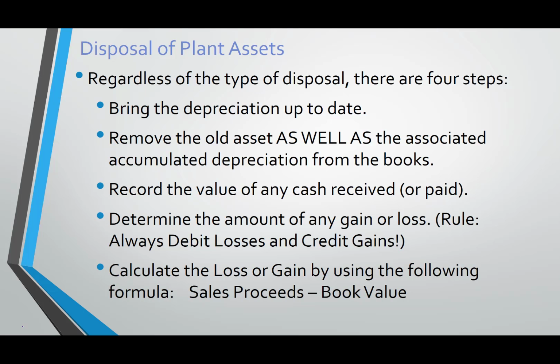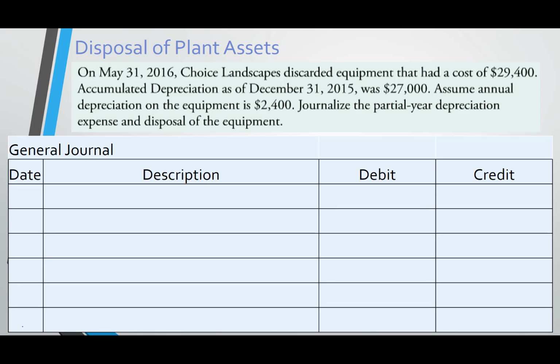It says on May 31st, 2016, Choice Landscapes discarded the equipment that had a cost of $29,400. Accumulated depreciation as of December 31st was $27,000. Assume annual depreciation on the equipment is $2,400, and journalize the partial depreciation and then disposal of the equipment. Okay, so the first journal entry we have to do will obviously be on the 31st of May, where we have to get the appropriate depreciation up to date.